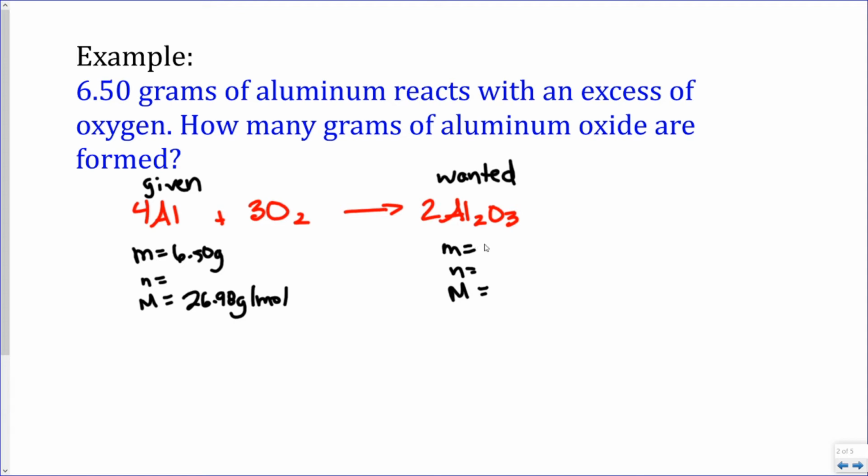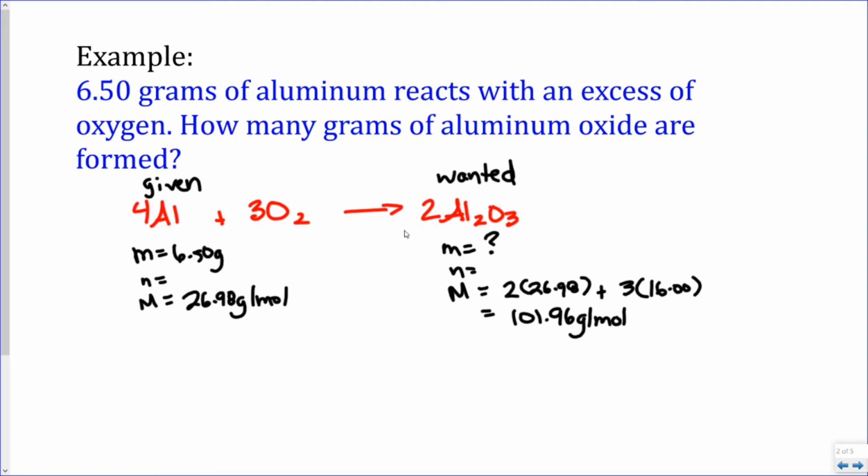What about aluminum oxide? I'm asked how many grams, so this is ultimately what I'm looking for. Do I know how many moles? Not yet. Do I know the molar mass of aluminum oxide? No, but I can calculate it. So it would be 2 times aluminum, which is 26.98, plus 3 times oxygen, which is 16.00, gives me 101.96 grams per mole.